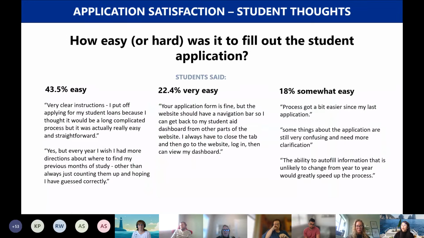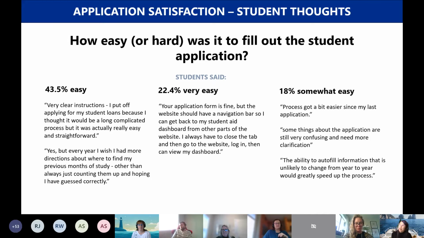So out of the 43.5% who said it was easy, very clear instructions. "I put off applying for student loans because I thought it'd be a very long, complicated process, but it was actually really easy and straightforward." "Yes, but every year I wish I had more directions about where to find my previous months of studies, other than always counting them up and hoping I have guessed correctly." So I think there's some opportunities for us to make it easy for students in the future with the applications that we're actually already implementing. So when we revisit the application section for the students, we'll talk more to how we're improving on that front as well.